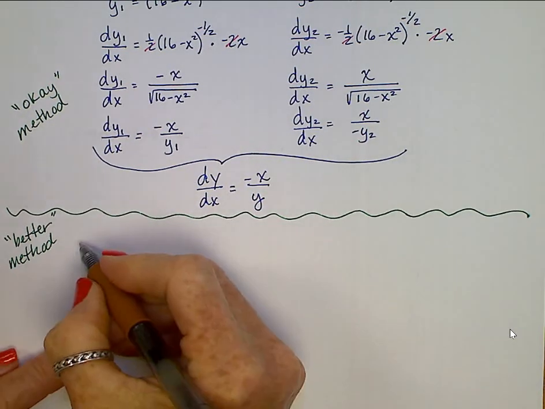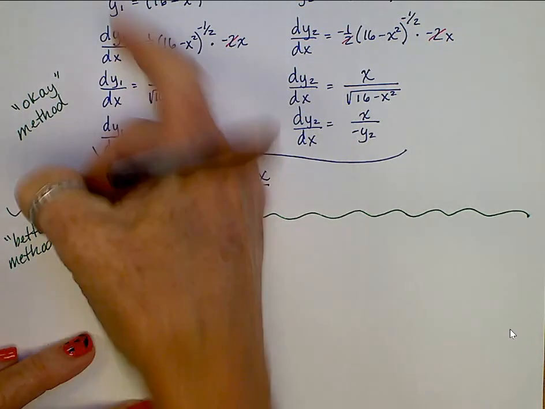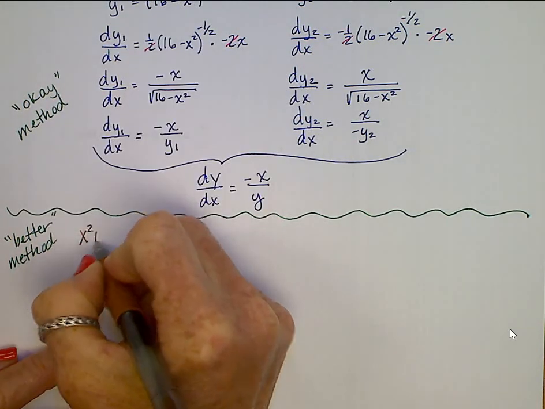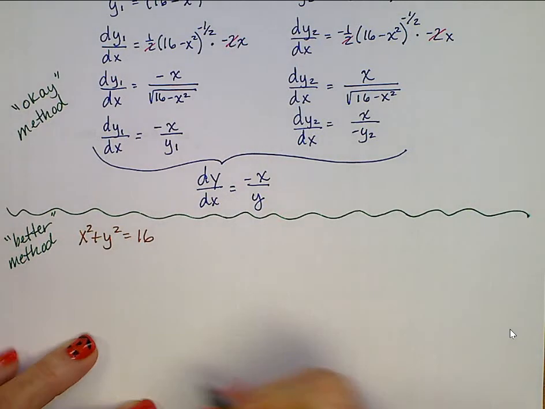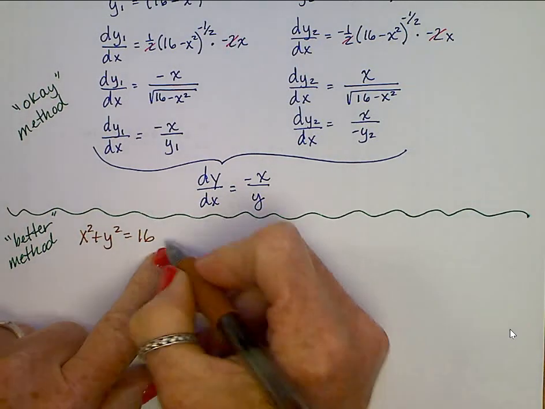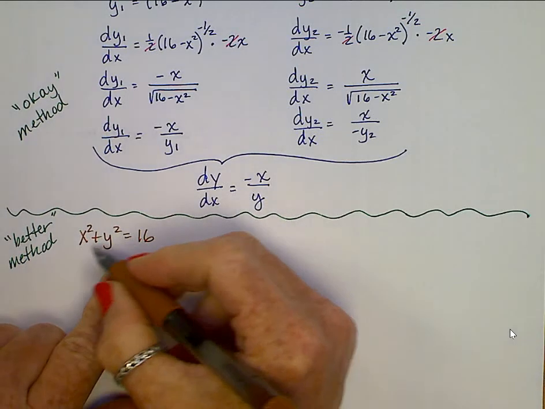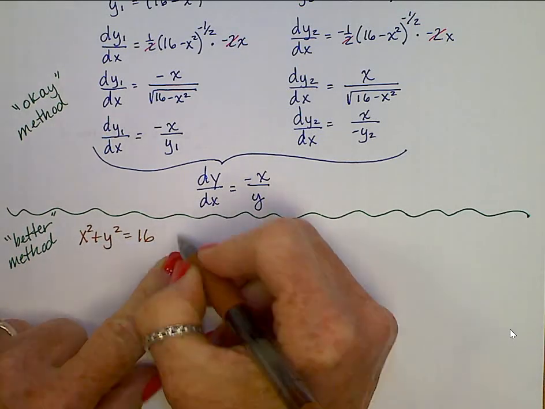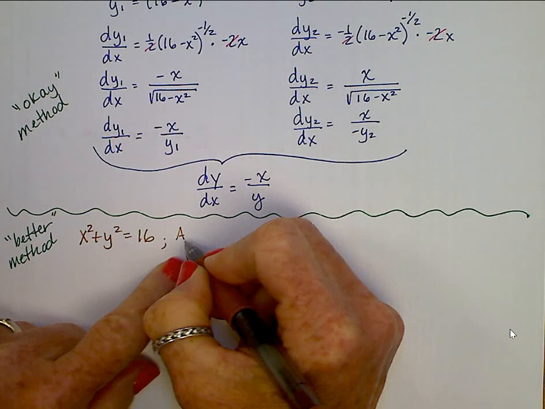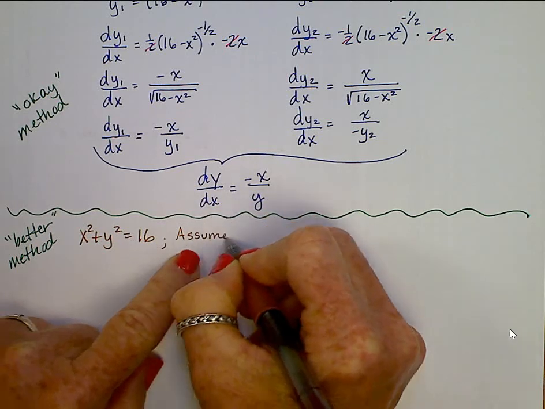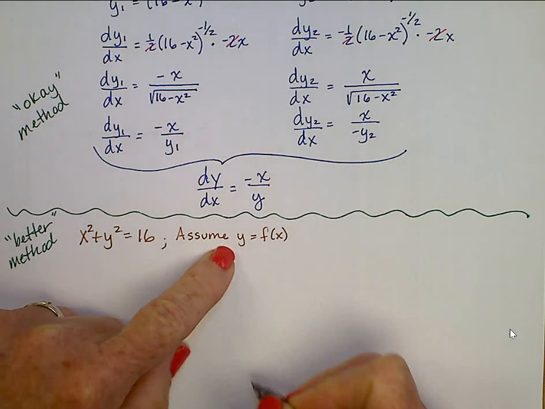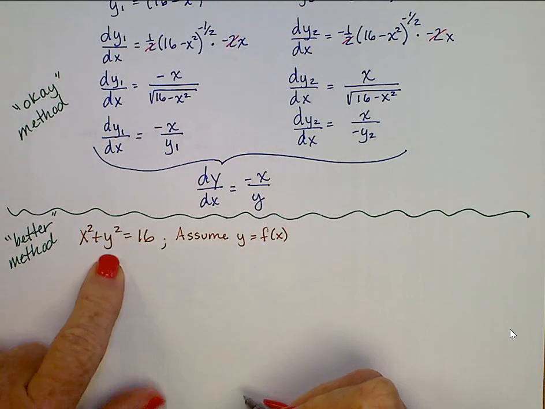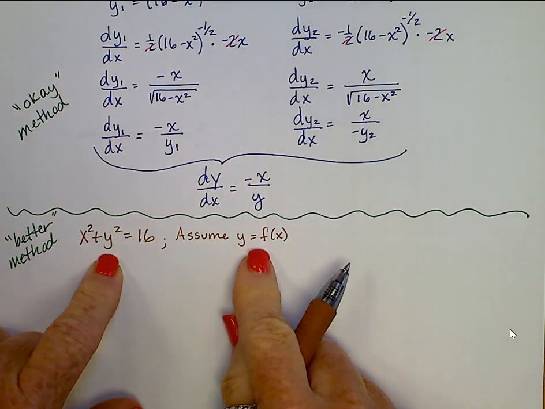And for this one, we're going to start with the very same equation, x squared plus y squared equals 16. And instead of solving for y, we are just going to say, okay, I know I can solve for y here. So we're basically going to assume that y is equal to some function of x. We could solve for y, and it is some function of x.